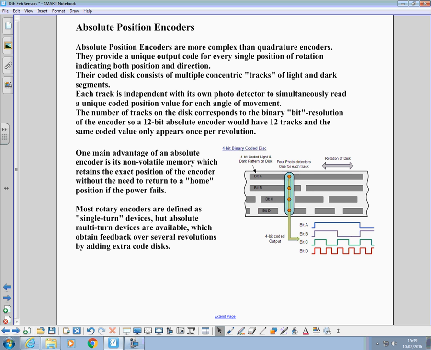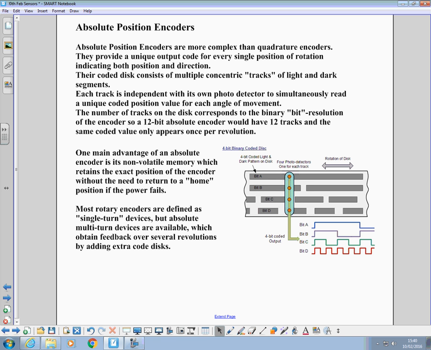The coded disk consists of multiple concentric tracks of light and dark segments. Each track is independent with its own photodetector and simultaneously reads a unique coded position value for each angle of movement. So there's a separate code for every angle around one rotation. So it uniquely identifies exactly where it is by a unique code. It'll give absolutes. It doesn't matter if it stops somewhere, it'll still know where it is when it starts up again.